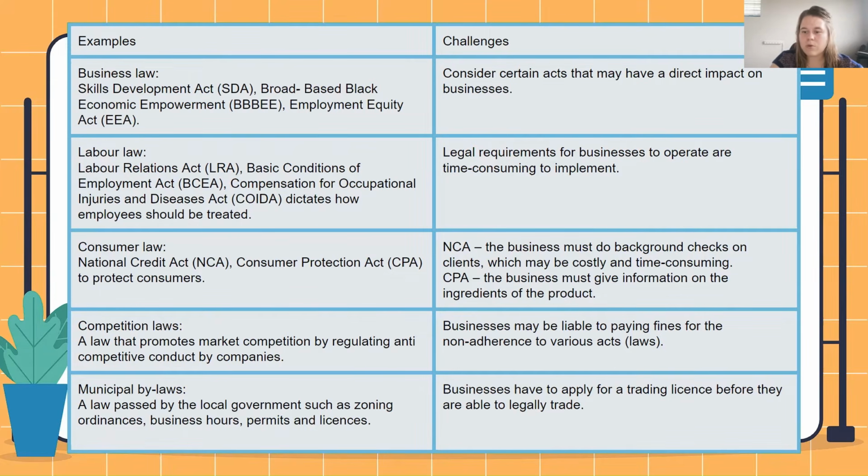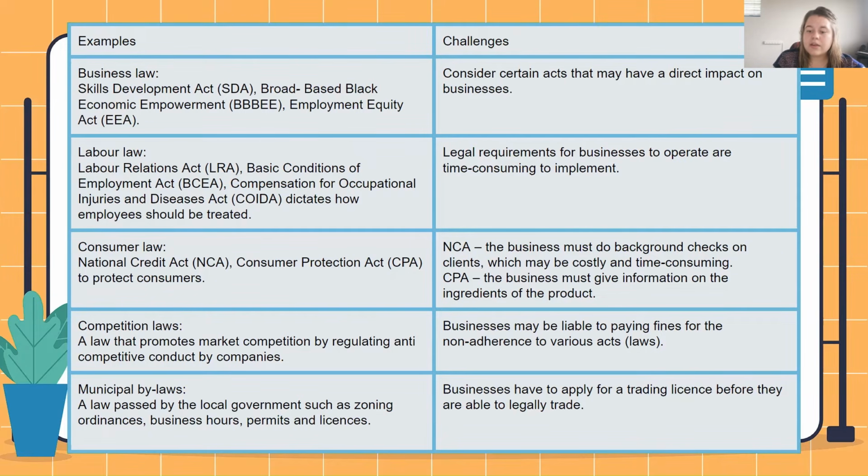So there are legal requirements for the businesses to operate, and these can be quite time consuming. Consumer laws, we're looking at the NCA and the CPA. So the NCA, the businesses must do background checks on clients, and this can be costly and time consuming. Okay, they need to do background checks to check, will this person be able to pay for their goods that they're buying on credit.